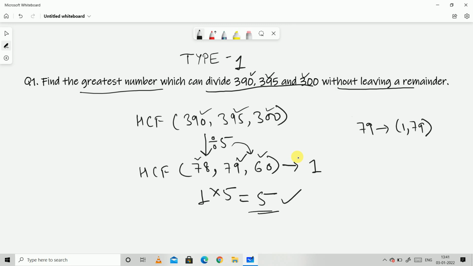So 5 is the HCF of these three numbers and my answer. So 5 is that greatest number which can divide all of these without leaving a remainder. That is, it can divide these three completely without leaving any remainder. So this was type 1, the very basic question. Now let's move on to type 2.